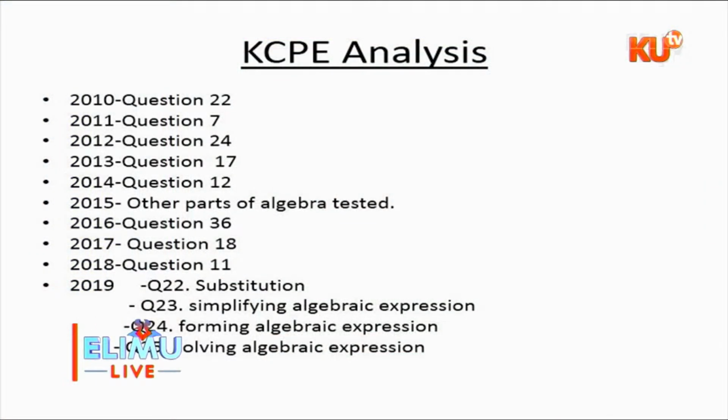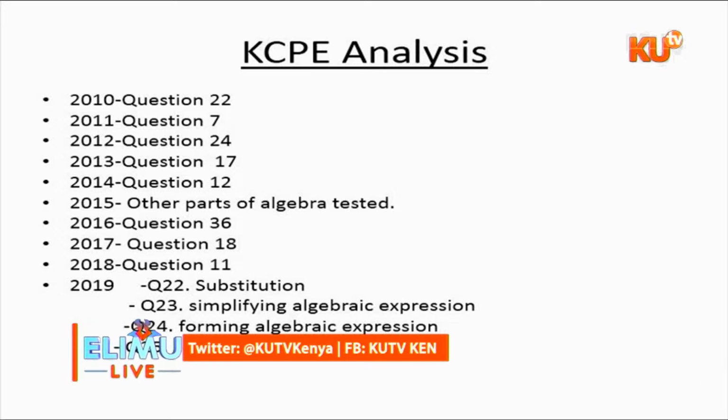In year 2010, question number 22 was about solving equations. 2011, it was in question number 7. 2012, question number 24. 2013, question number 17, all the way to 2015. In 2015, they didn't test solving equations, they only tested other parts of algebra. 2016, question number 36, 2017, question number 18, and 2018 they tested in question number 11.